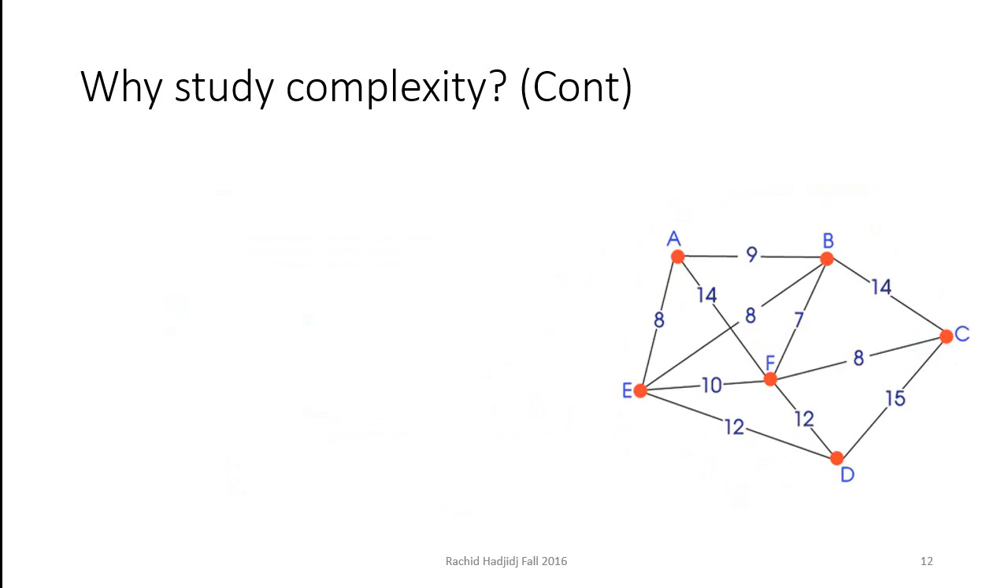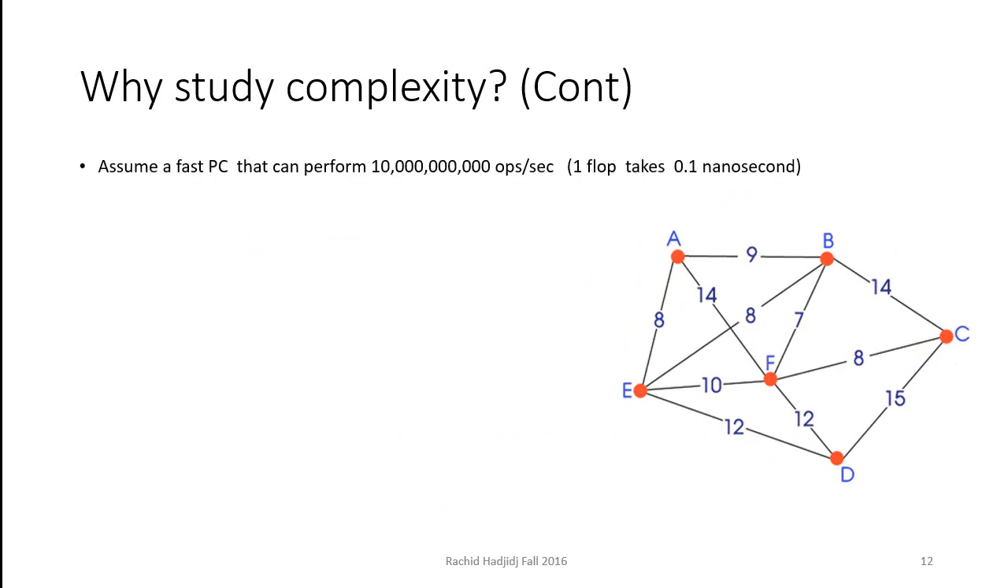Now let's see if our algorithm is efficient or not. Let's assume we have a computer, a PC, that can perform 10 billion numerical operations per second. We talk about floating point operations. And if this is the case, the time each operation takes to execute would be just 0.1 nanoseconds, which is pretty fast by today's standard.